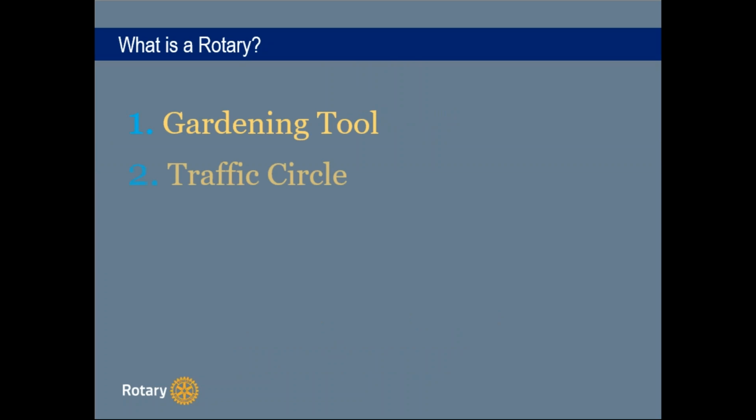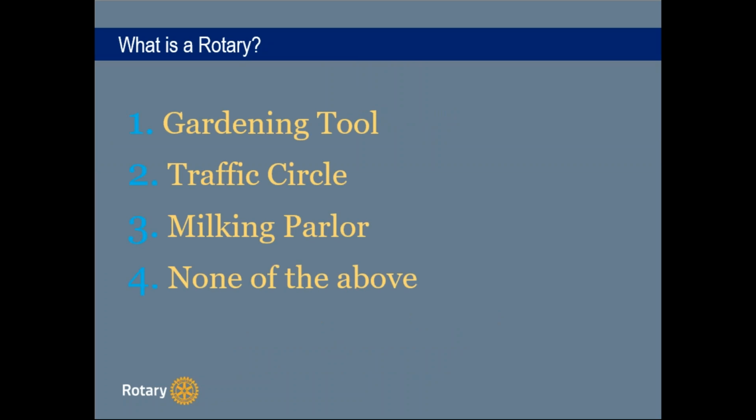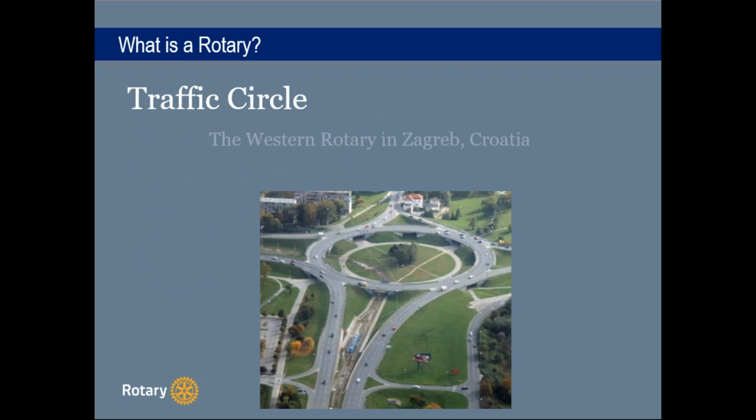What is a rotary? A gardening tool, a traffic circle, a milking parlor, or none of the above? Traffic circle. None of the above. You're not an E. All right. Traffic circle or rotary or roundabout.